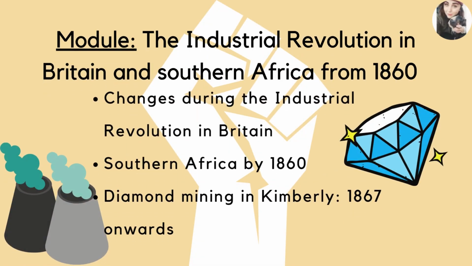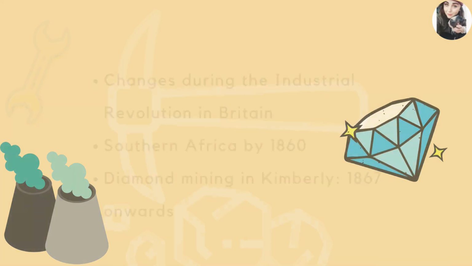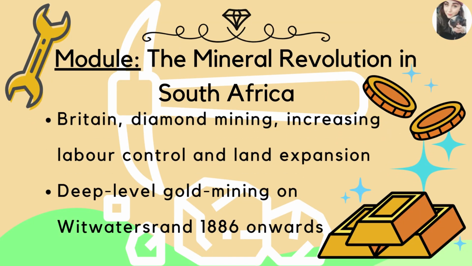The first module we'll be covering will be the Industrial Revolution in Britain and Southern Africa from 1860. The subtopics include changes during the Industrial Revolution in Britain, Southern Africa by 1860, and diamond mining in Kimberley, 1867 onwards.